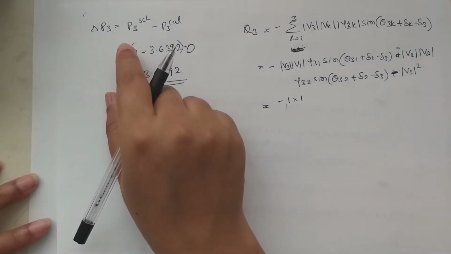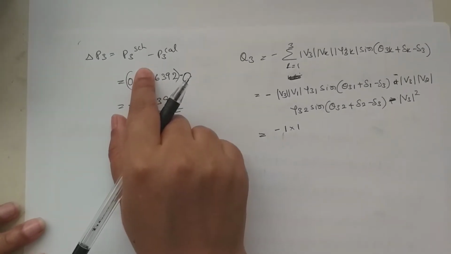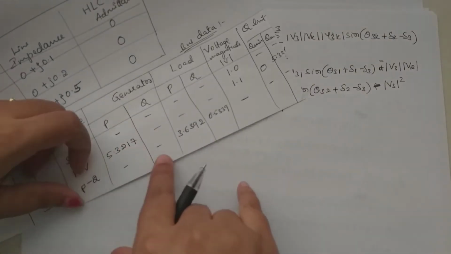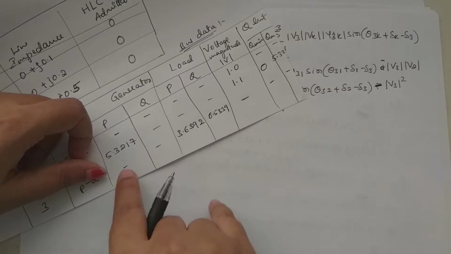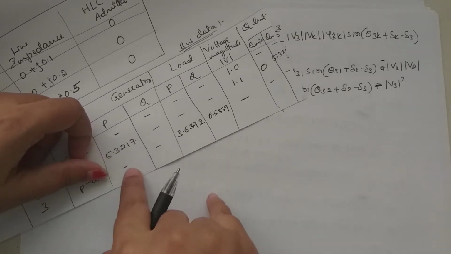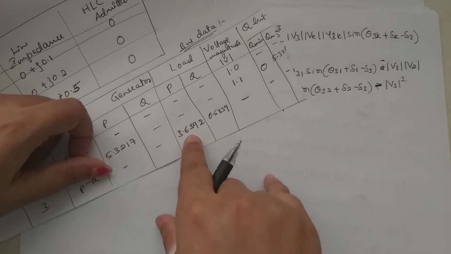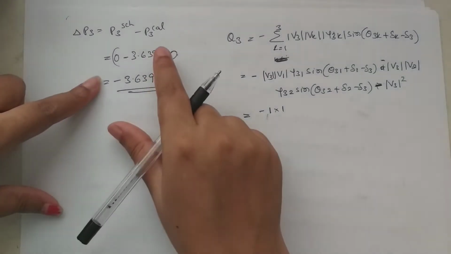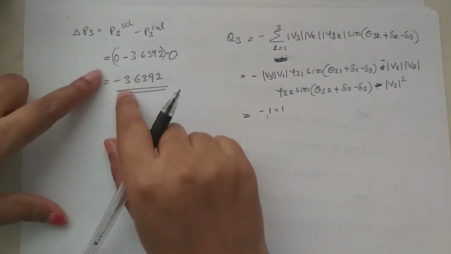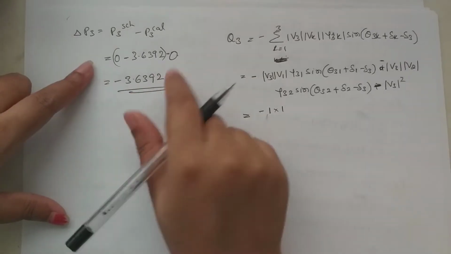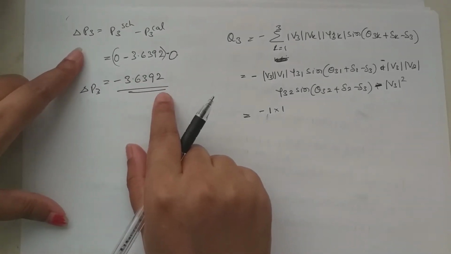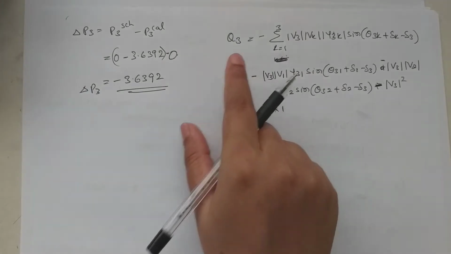Similarly, delta P3 can be calculated like this: delta P3 is equal to P3 scheduled minus P3 calculated. P3 scheduled is P3 generation minus P3 at the demand side. The real power at the generation side is not given, so take it as 0. The real power at the demand is 3.6392, minus P3 calculated, which is equal to 0. Substituting, we get minus 3.6392. So delta P3 is equal to minus 3.6392. Similarly, Q3 is calculated using this formula.